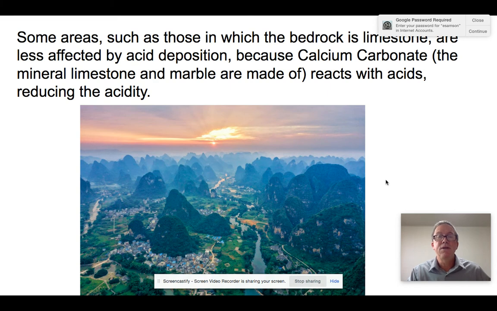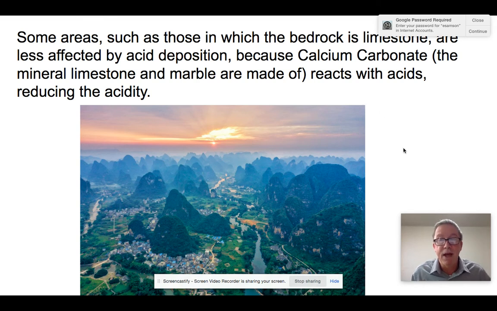Now, some areas are better equipped to neutralize acid rain. So areas that have limestone, like here's Yangshuo, which is very beautiful. If you ever get a chance to go to China, this is a gorgeous place. The limestone areas are best at it. Lots of the world has limestone bedrock, but lots of places don't. So where we have limestone, which is calcium carbonate, or sandstones that have a lot of calcium carbonate in them, you've got a better chance of doing it.